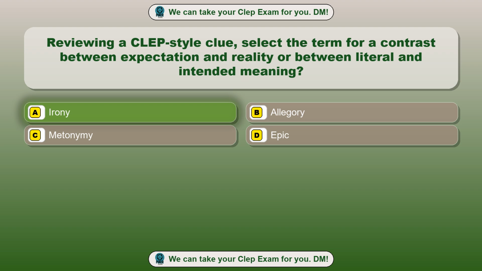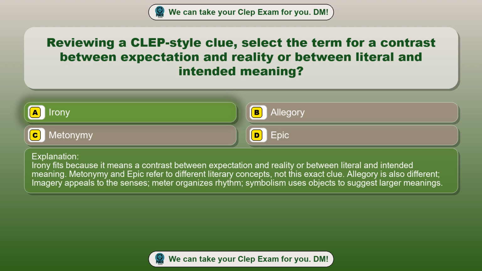Irony. Irony fits because it means a contrast between expectation and reality or between literal and intended meaning. Metonymy and epic refer to different literary concepts, not this exact clue. Allegory is also different, imagery appeals to the senses, meter organizes rhythm, symbolism uses objects to suggest larger meanings.